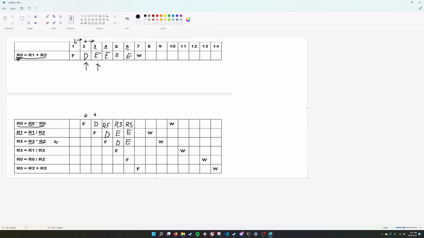Since the multiply has moved out of the decode stage and into the execute stage, we're allowed to decode this instruction. And since this instruction has moved to the decode stage, we're allowed to fetch the next instruction. All right, on to clock cycle 7.